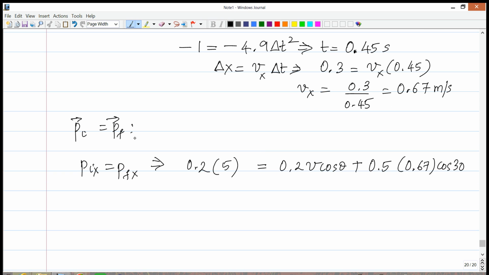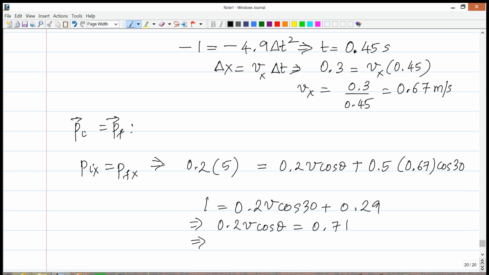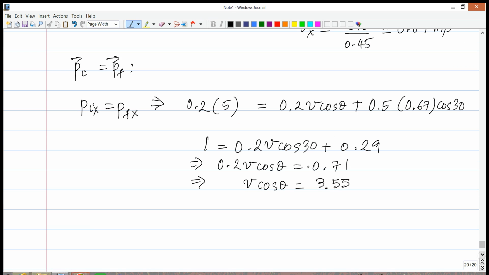Great, we have that information. Now let us simplify this. 5 times 0.2 is 1. So 1 is equal to 0.2 v cosine theta plus 0.29, which ends up giving us 0.2 v cosine theta is equal to 0.71, which means v cosine theta is 0.71 over 0.2, which ends up being 3.55. Great. So that gives us Pix.